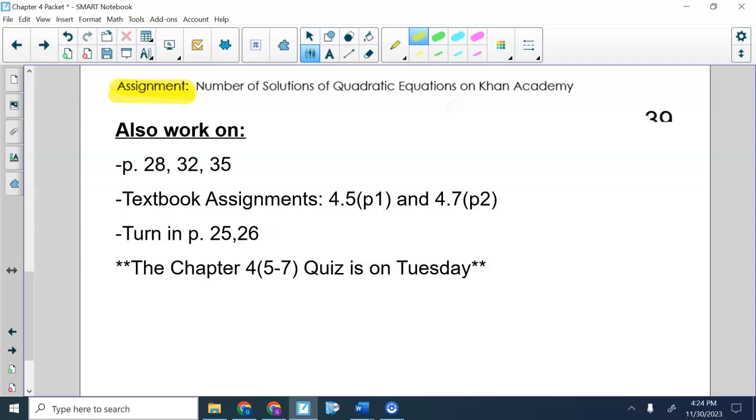All right, other things you can be working on. In your packet, you should have page 28, 32, and 35 done. Also, we've had 2 textbook assignments, the 4.5 part 1 and 4.7 part 2. We'll check 4.7 part 2 on Monday. And then there was one page that we've turned in so far, page 25 and 26. So if you have that one done and haven't turned that in, go ahead and turn that in. And then coming up, we have a quiz on Tuesday.